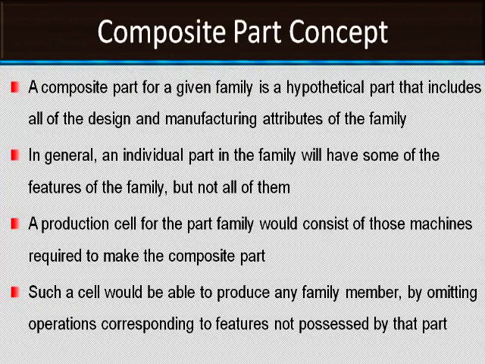You can design that by taking simply the composite part. If the composite part is able to be manufactured on the set of facilities, then the set of facilities are able to manufacture all the parts of the family. So a cell can be easily created or designed using the composite part. And such a cell would be able to produce any family member by omitting operations corresponding to features not possessed by the composite part. Composite part features and corresponding manufacturing operations.